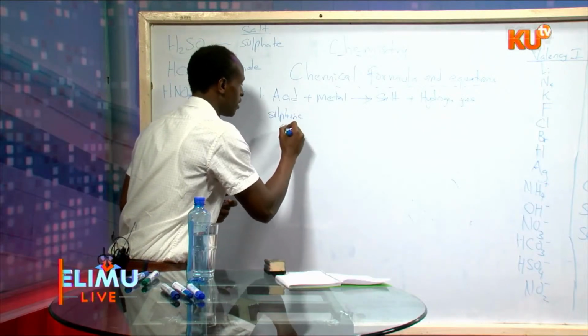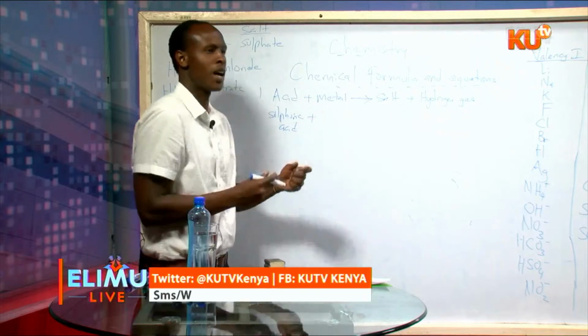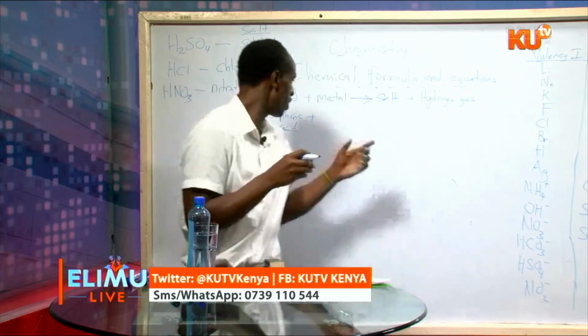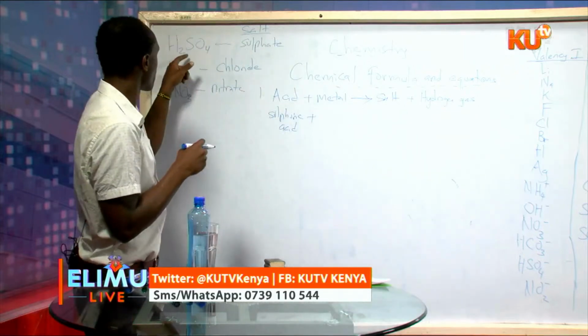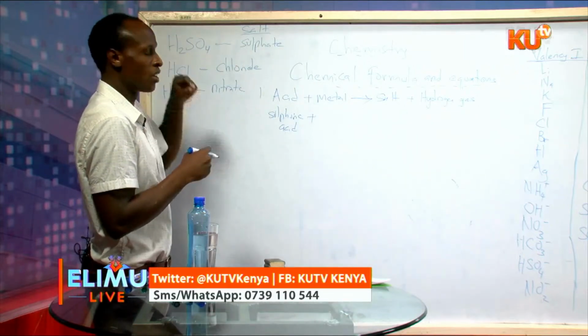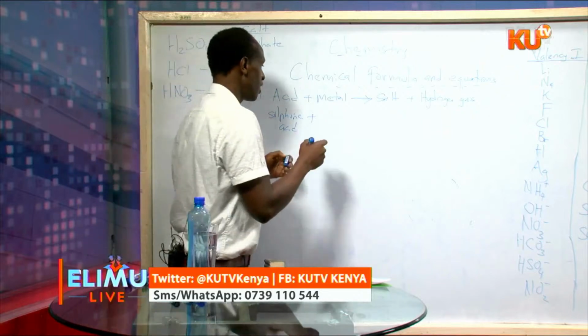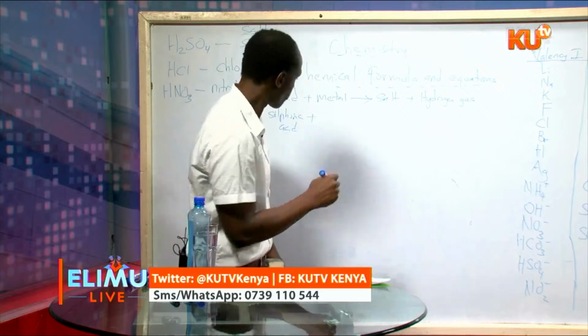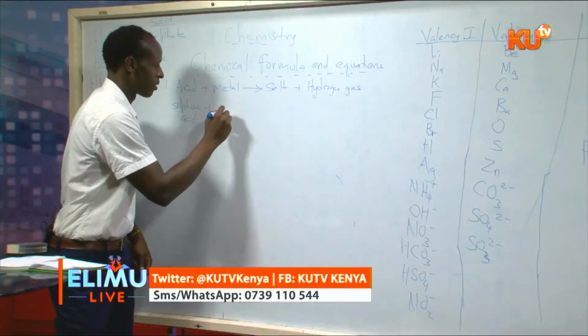Sulfuric acid is reacting with a metal. The metal should be higher than hydrogen in the reactivity series, because when an acid reacts with a metal, the hydrogen is usually displaced. So that metal should be reactive. So let's take sulfuric acid plus, let me give zinc, plus zinc.